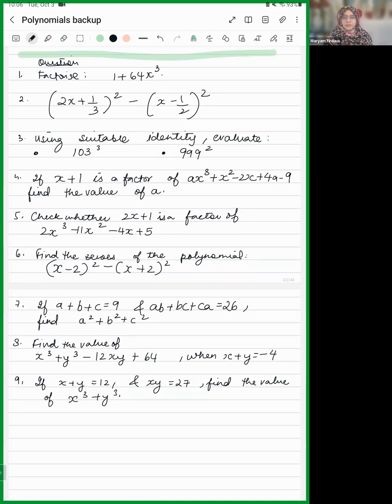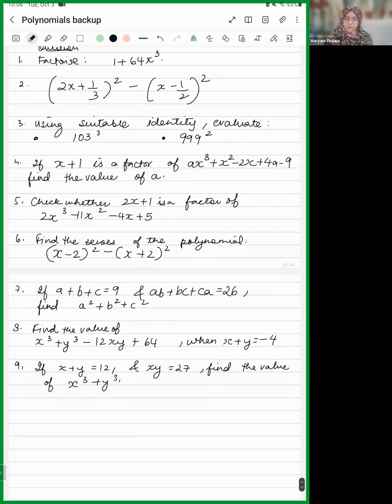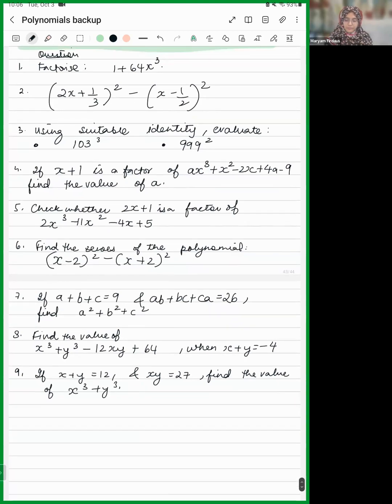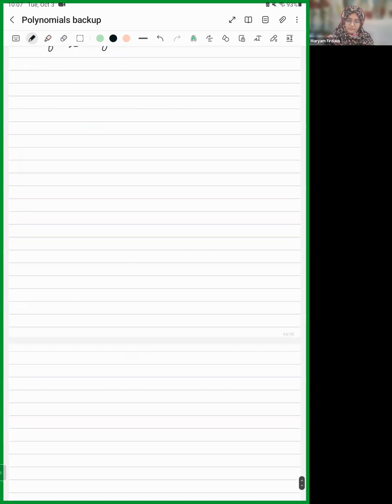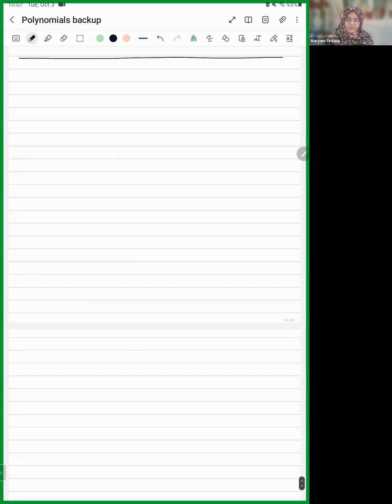We will do it together. If you get stuck somewhere, I'll help you. Come on, volunteer for the first question. Munir, Abdul Jabbar, Avni. Okay, Preshita, you have done it. So let's do it on the whiteboard now. Okay, ma'am, the first one. 1 plus 64x whole cube.